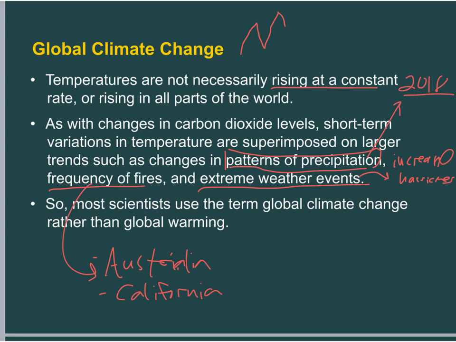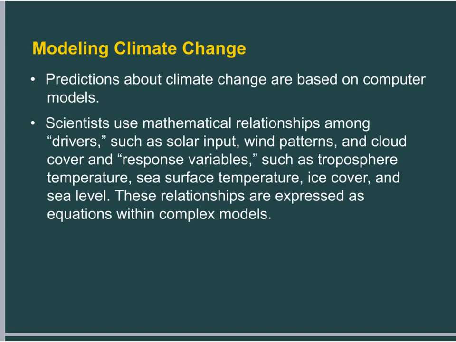So most scientists use global climate change rather than global warming, right? Because it's not just warming. Climate change is a little bit more of an accurate, more broad description, right? So global warming is part of climate change, but climate change itself is a little bit of a better description. Okay, so we're going to talk more about the effects of climate change in the next lecture.